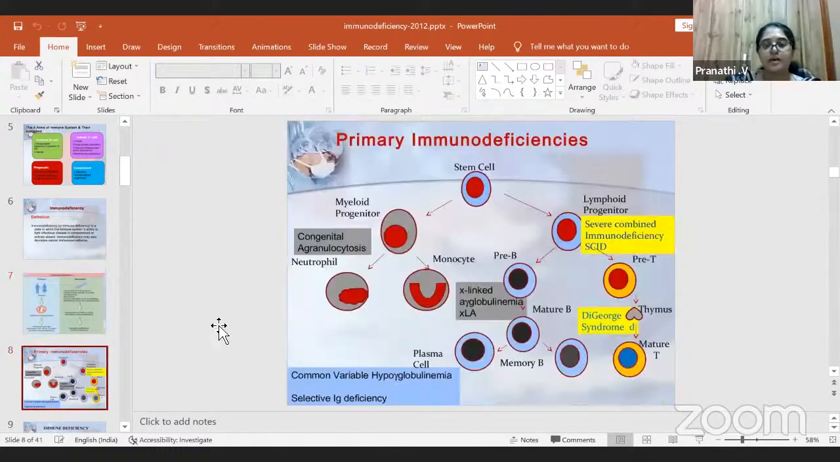So when it comes to primary immunodeficiency, examples are T cell abnormalities as seen in DiGeorge and Wiskott-Aldrich syndromes. Then you have lymphoproliferative syndromes, X-linked hyper IgG.